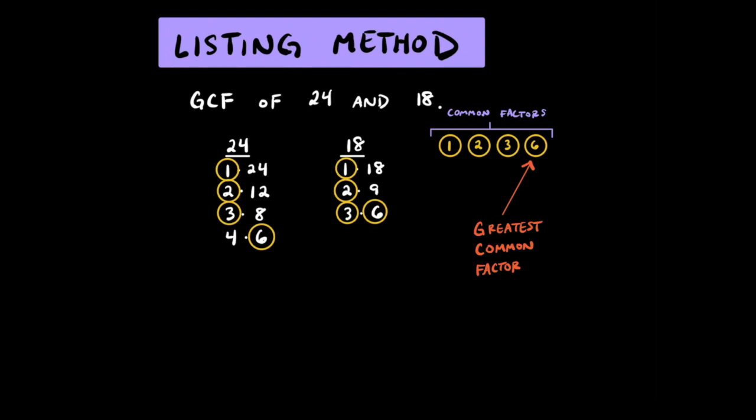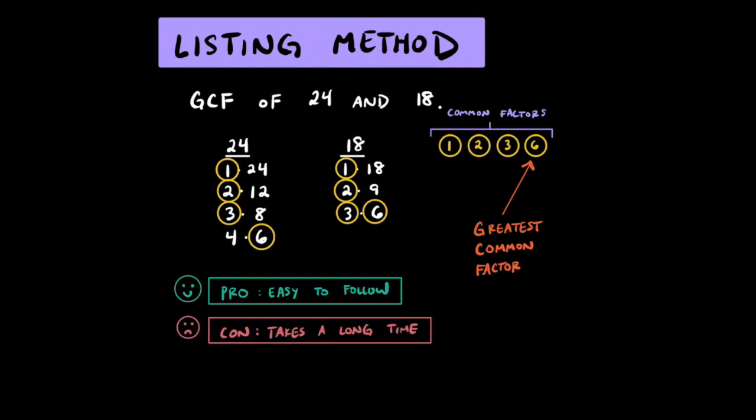Intuitively, the listing method makes a lot of sense to people because they can visually see all of the factors in front of them. When they see the largest one out of the ones on the list, they see that is the greatest common factor. A lot of students like the listing method because it's easy to follow. On the other hand, one of the negatives is that it takes a long time, especially when the numbers get much bigger than 24 or 18.